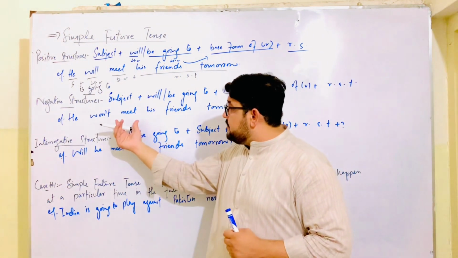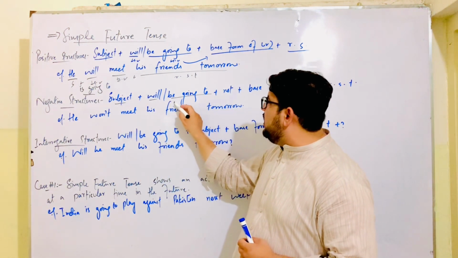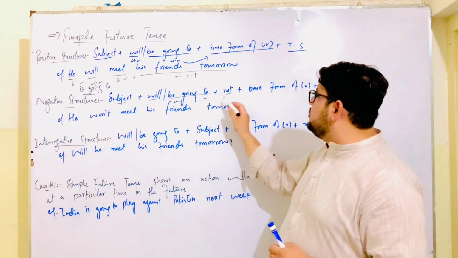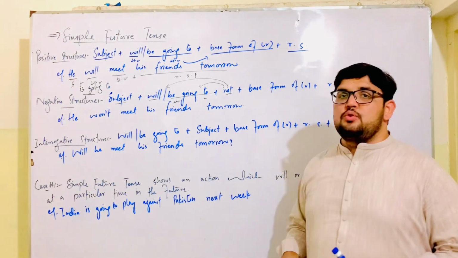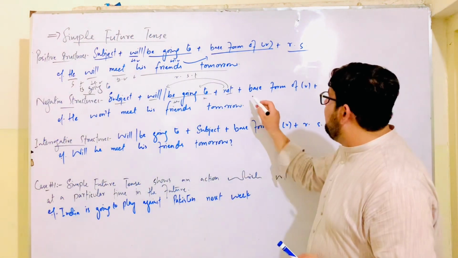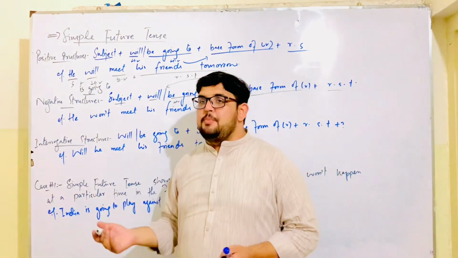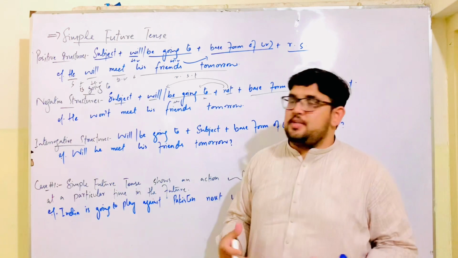Next is negative structure, subject plus will or be going to. These are helping verbs, plus not, the adverb of negation, which can be used with either will or be going to to turn the sentence negative, plus base form of the verb plus rest of the sentence, like he won't meet his friends tomorrow or he will not meet his friends tomorrow.